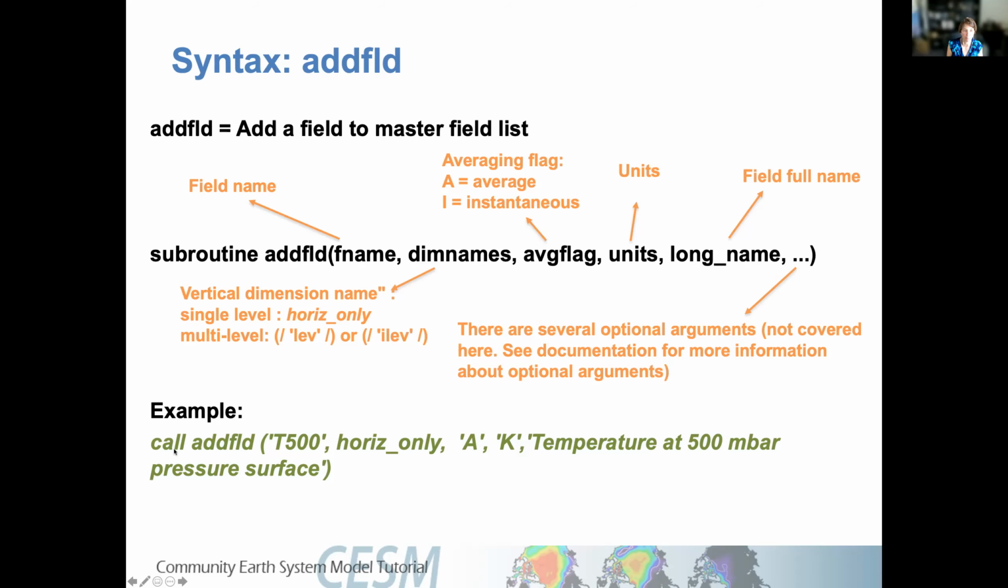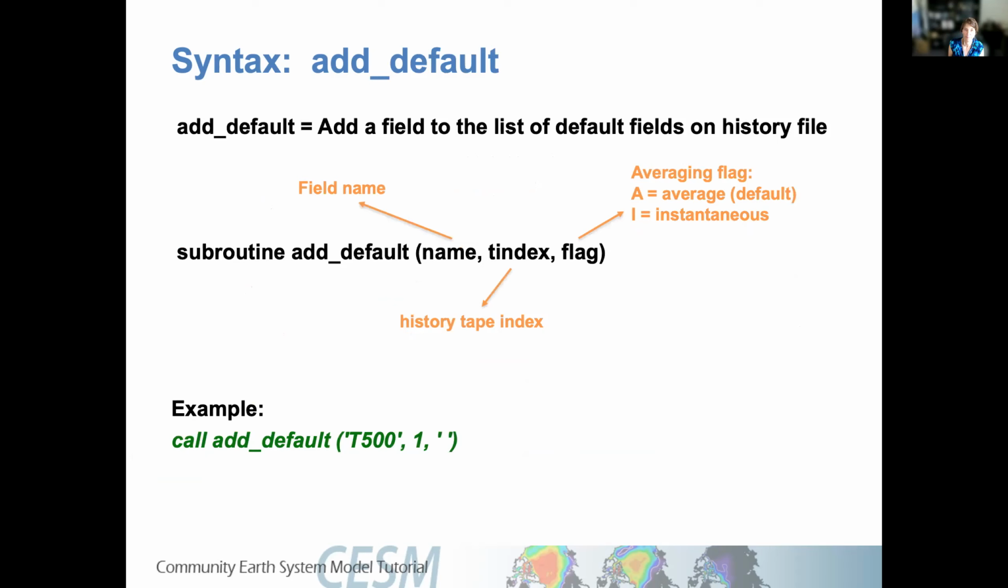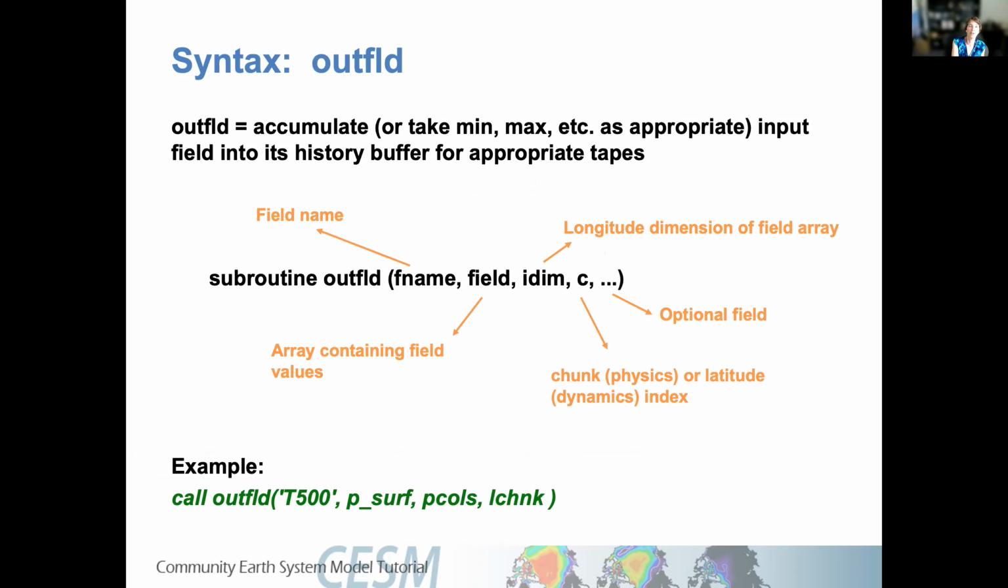And here, this is the example to add. I'm showing you how the variable T500 is set, and then you will do the same thing for your new variable T750. This is the syntax for the addfld command. You can skip it today, but I leave it here because it could be useful for you in the future. And this is the syntax for the outfld call. And again, you have an example here that will guide you on how to do your exercise today.